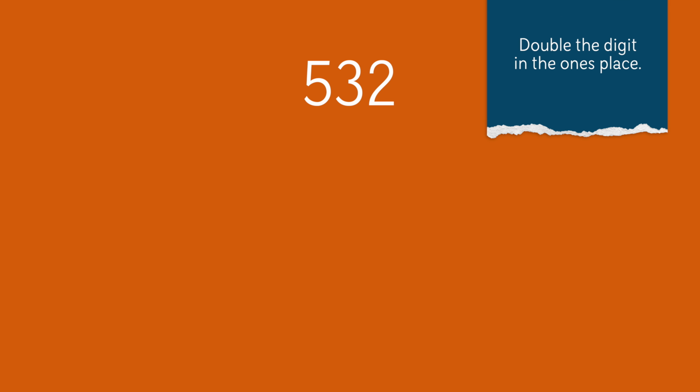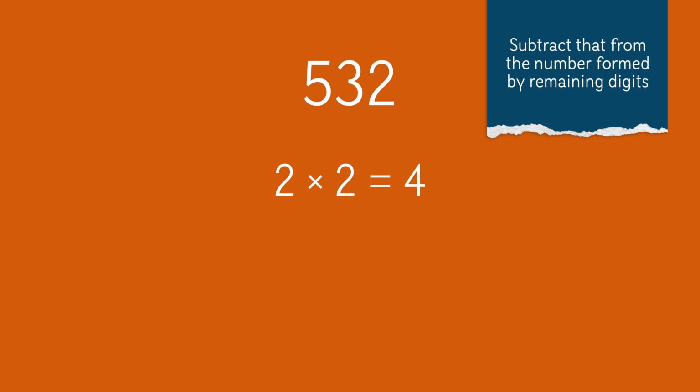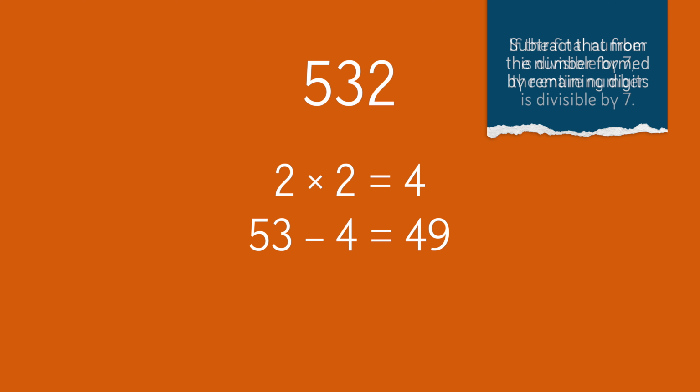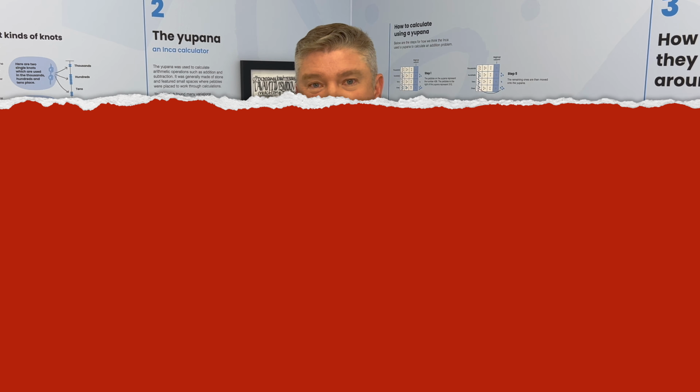Let's look at another example. Here we have 532. Again, double the digit in the ones place. Double 2 is 4. Subtract 4 from the number formed by the remaining digits in our original number. So remaining digits 53, so 5 and 3, so 53 subtract 4 gives you 49. And because 49 is divisible by 7, the entire number is divisible by 7.